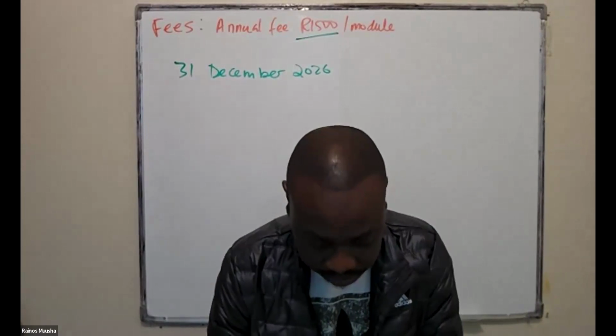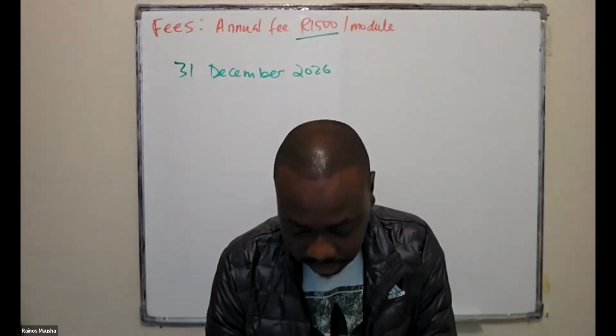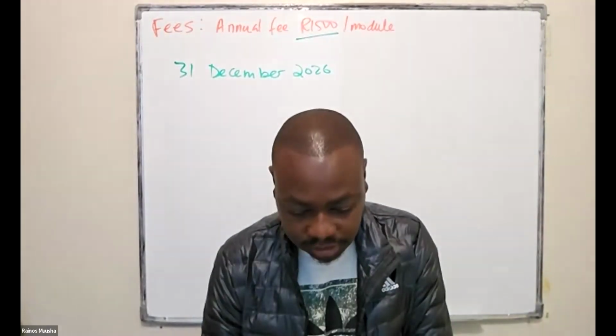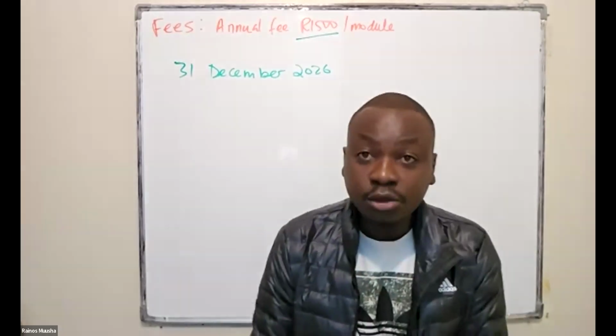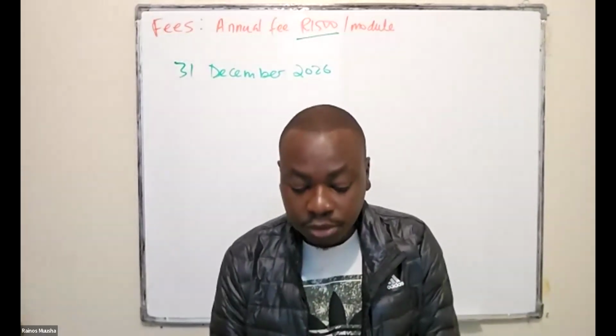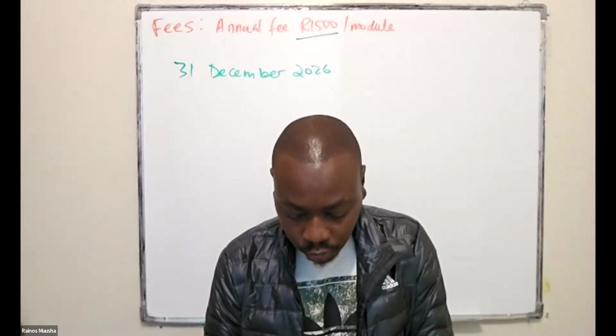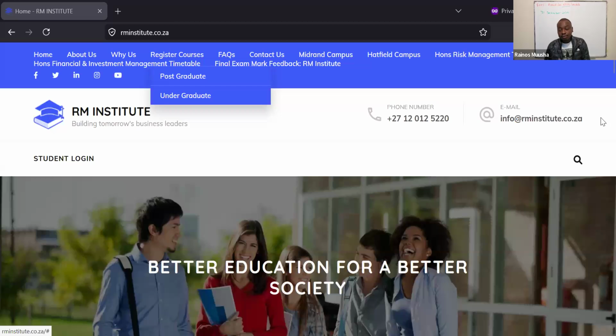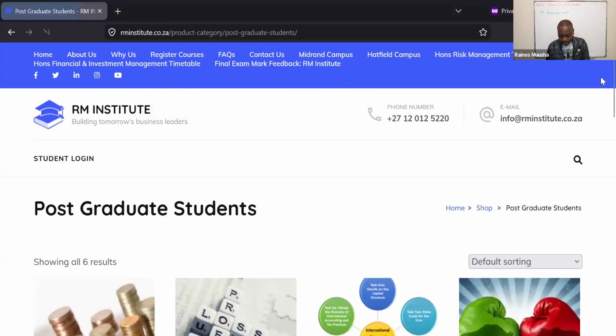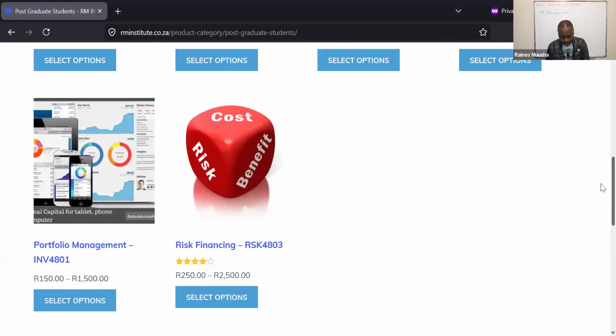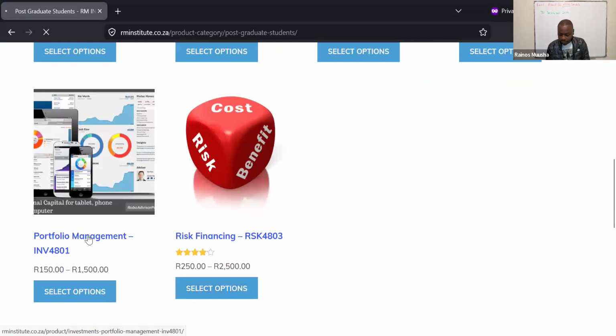Now, I'm also going to demonstrate to you how to log into the website and access the material. So you see that when you go to the home page on our website, if you want to access the information on our different packages, you go to register and you go to postgraduates, and you'll be able to access the information for INV4801.